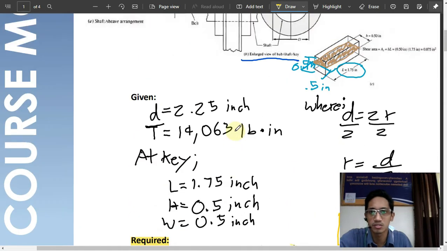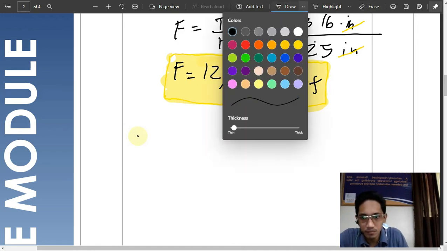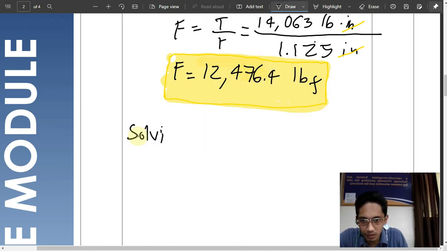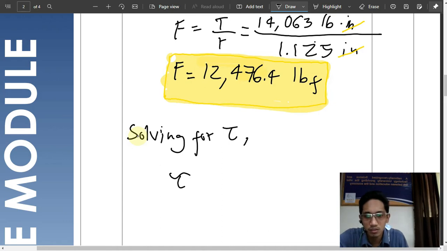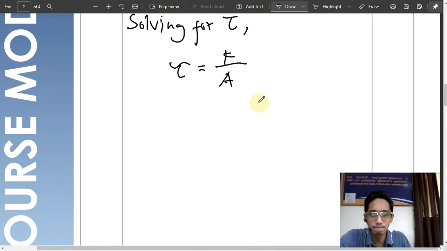For shear stress, write it also so we have divisions for our formulas and solutions. We should have a header: solving for tau, shear stress. So the formula for shear stress is just force over cross-sectional area. We already have the force, 12,476.4 pounds. The problem is, what is the area?